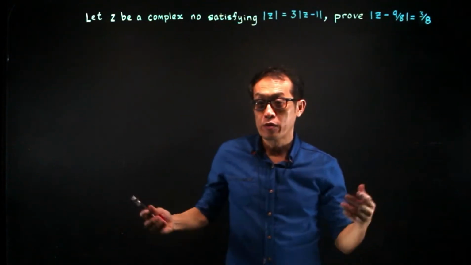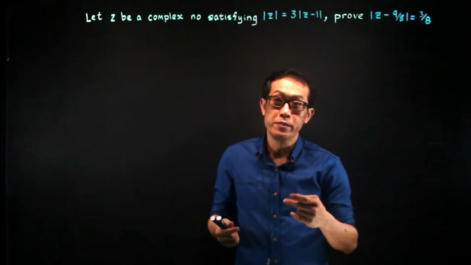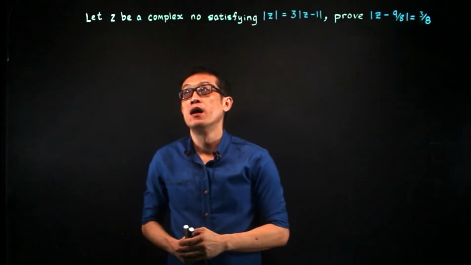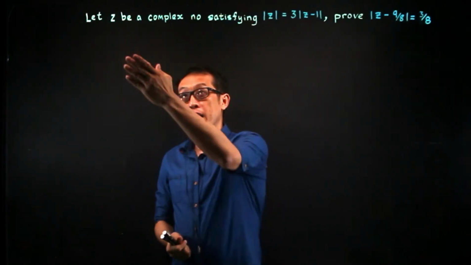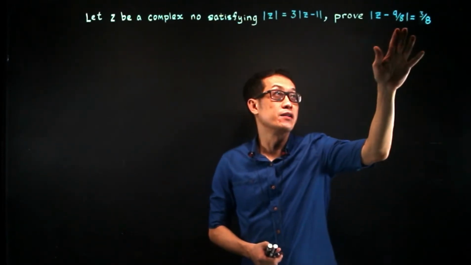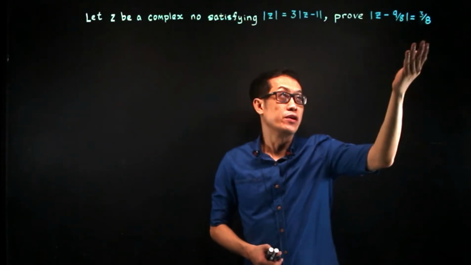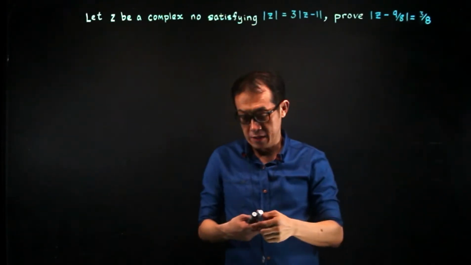Hi, welcome back to the chapter on complex number. Today we will be attempting two questions. Question 1. Let Z be a complex number satisfying this condition. Prove that modulus of Z minus 9 over 8 is equals to 3 over 8.